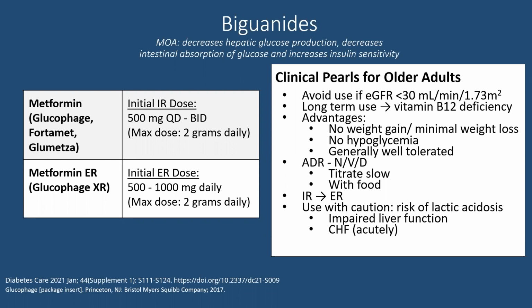You want to avoid these drugs with seriously impaired kidneys. So with less than 30 mL per minute, you want to avoid them because they increase the risk of lactic acidosis. Long-term use can lead to vitamin B12 deficiency, so you want to make sure you're monitoring that carefully.